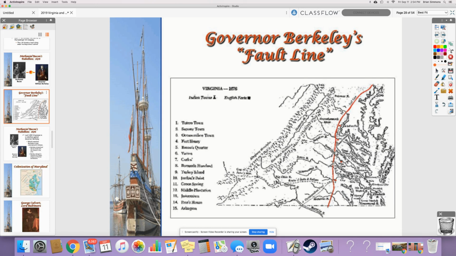This divide, I would argue, still exists today, not so much between East and West, but between kind of the coast of the United States and Middle America.